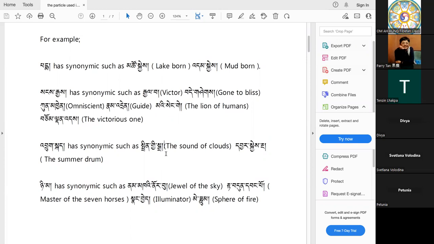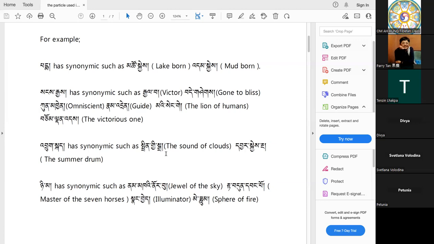So we have Yarkenga, which is the summer drum, because it's usually rainy during the summer, and since it's rainy, it thunders a lot. Then similarly, we have some others. And you can also find these synonymic in the Hindi also.